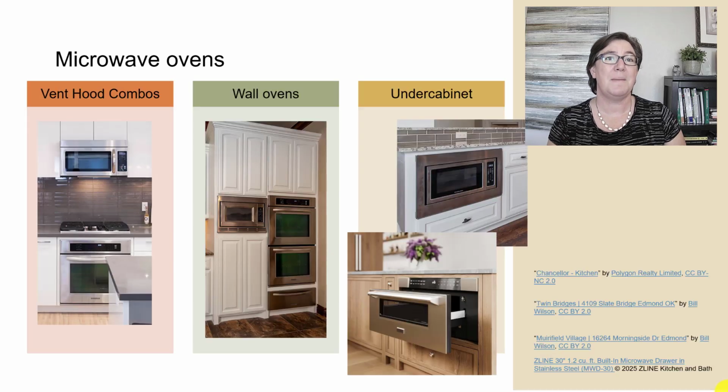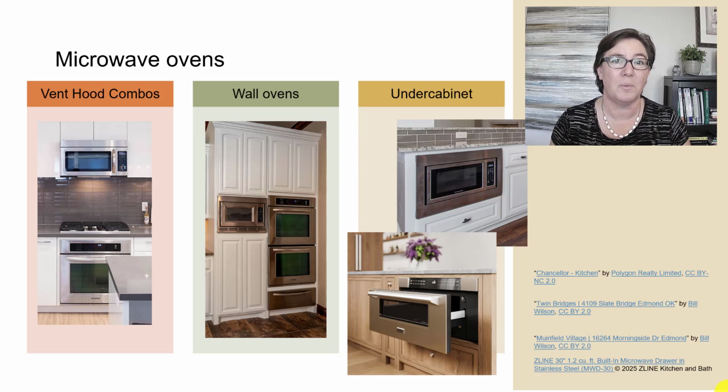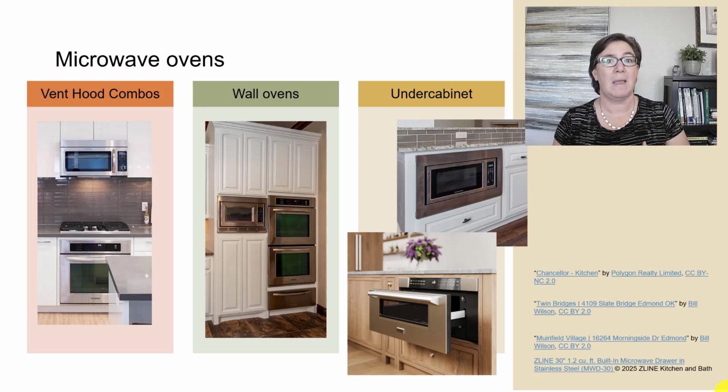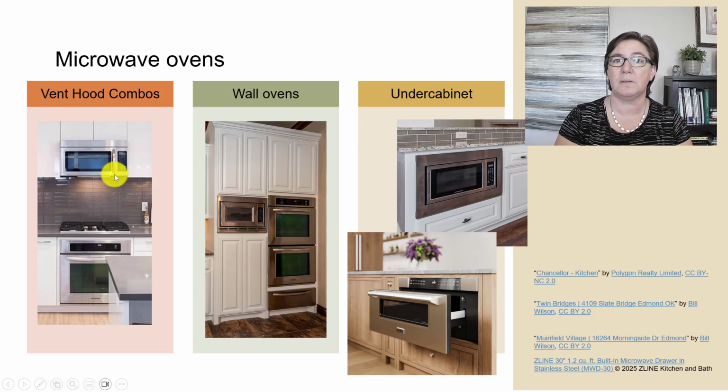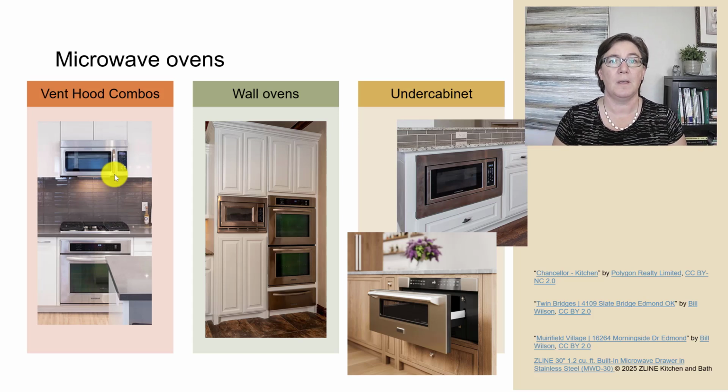One particular type of oven that I want to call your attention to are microwave ovens. And we've got a couple of different configurations of them shown here. Starting on the left with a vent hood microwave combo. So these are typically installed over a range, in the location where a vent hood would be, and they incorporate that function within them. Very popular for smaller kitchens where space concerns are key.